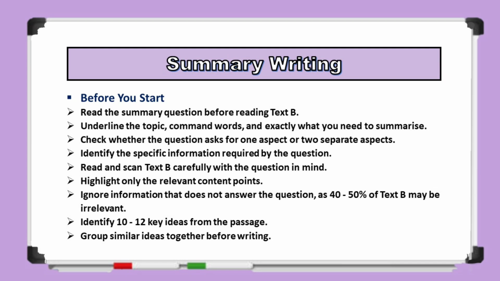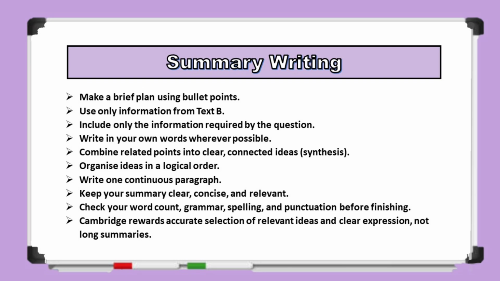As you identify the relevant information, try to locate around 10 to 12 important content points. Cambridge usually includes more points than you actually need, so choose only the strongest and most relevant ones. Before you begin writing, group similar ideas together so that your summary flows naturally instead of sounding like a list of unrelated facts. Then, make a brief plan using bullet points.